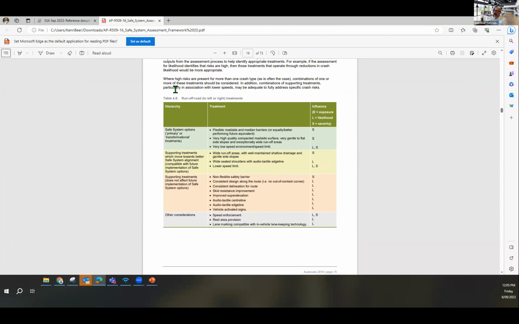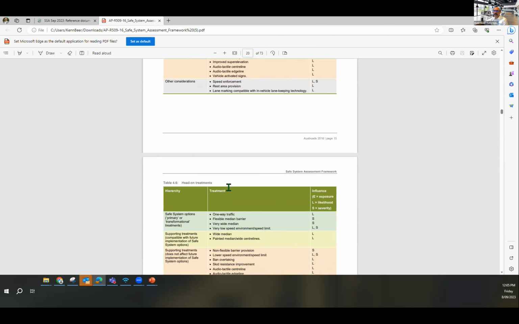You'll see here run-off road crashes, treatments. And you can see here, there are primary treatments, flexible roadside barriers, high-quality compacted surface. Then there are supporting treatments. There's two lines of supporting treatments. We used to split them into two different categories, but we basically say one these days. So that's for run-off road.